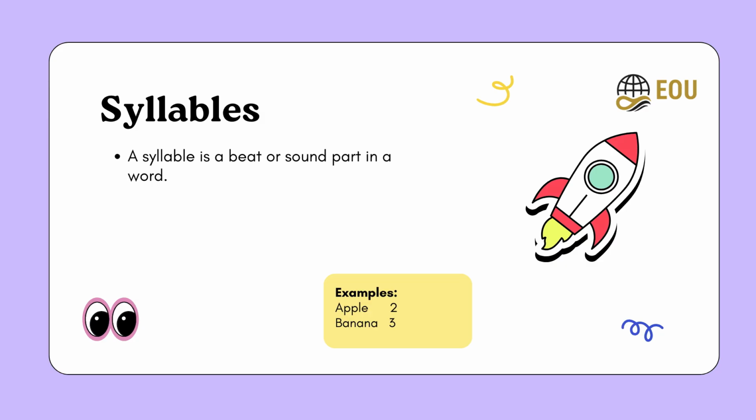Now let us learn about syllables. A syllable is a beat or sound part in a word. For example, apple has 2 syllables. Banana has 3 syllables. Let us clap while speaking. Apple, banana. Breaking words into syllables helps improve pronunciation and reading.